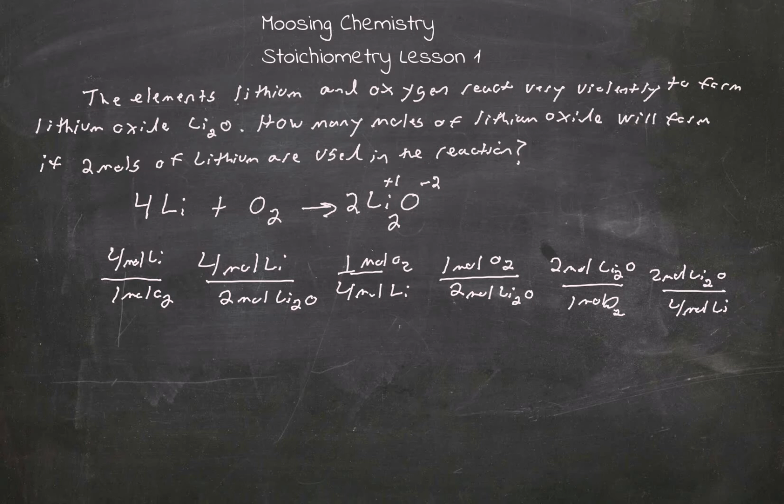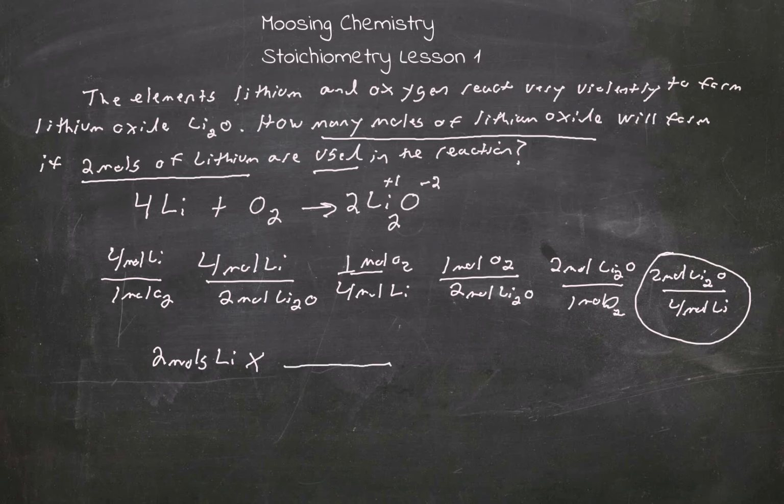Okay, now that we've decided what our mole ratios are, let's look at the problem. It says how many moles of lithium oxide will form if 2 moles of lithium are used. So we have 2 moles of lithium, and so we're going to go 2 moles of Li times our mole relationship. Now, we want to convert moles of lithium into moles of lithium oxide. So we're going to want the relationship that has moles of lithium on the bottom and moles of lithium oxide on the top. So we're going to look for this relationship right here.